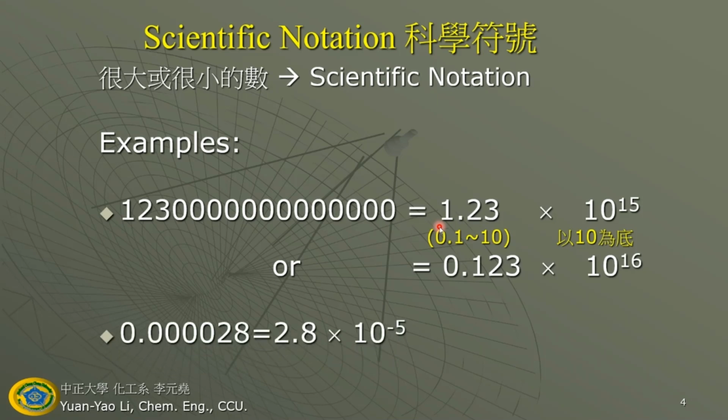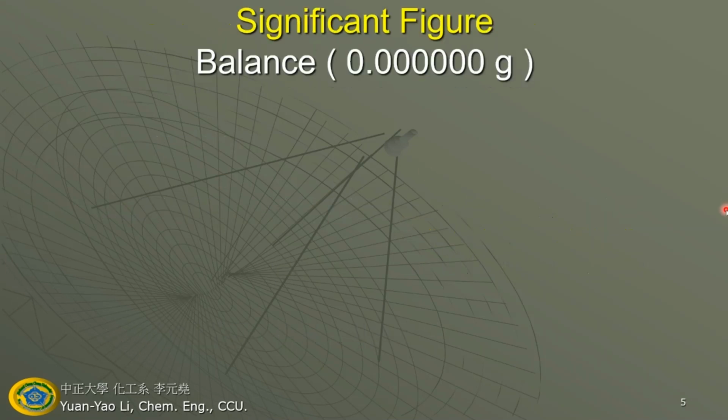How about this? That was a very big number, and the next one is a very, very small number. I'm sure you want to write it this way: 2.8 times 10 to the minus 5. This is a volume. This is what we call scientific notation. It's easier for you to write down and to tell people the number, and people will find it easier to understand, right?